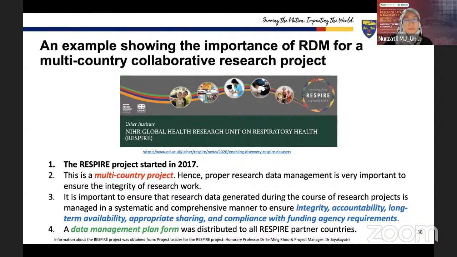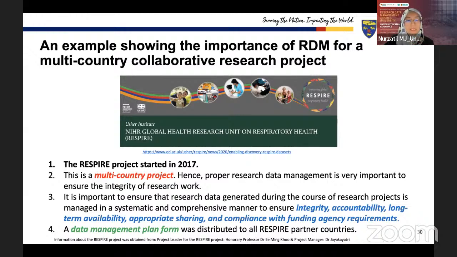What I'm going to show you here is an example of how researchers in UM, from the Faculty of Medicine, have started doing all this RDM on their own. This is an example showing the importance of RDM for a multi-collaborative research project, the Respire project, which started in 2017. Back in 2017, RDM and open science were quite young, not fully established in UM yet. So these researchers came in and learned a lot from the key collaborator of this project, I think the University of Edinburgh, UK.